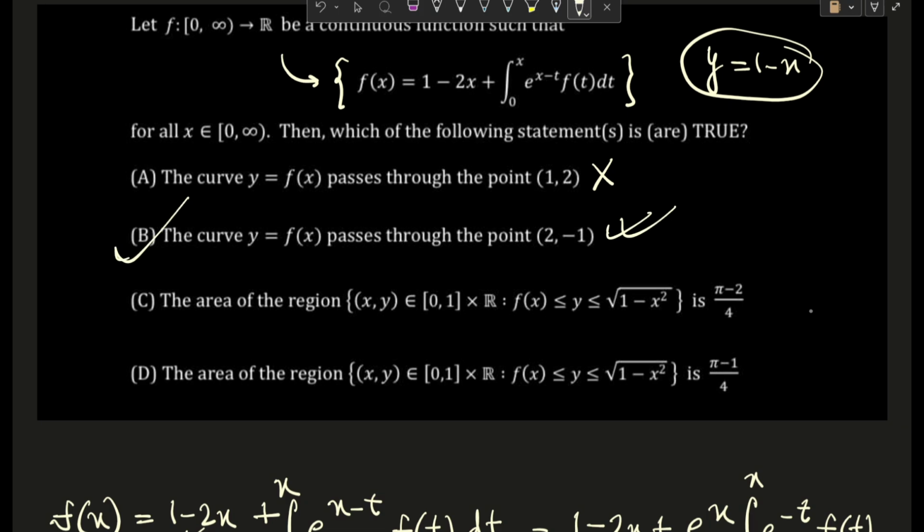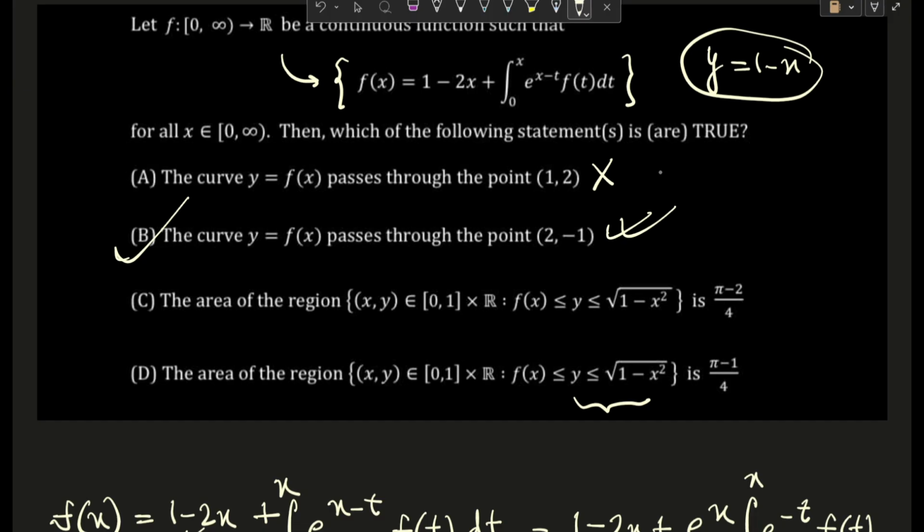And in options C and D, I guess we have to do an integration because it's the area of a region. A part of a circle is given, and this equation is a straight line. So we have to actually solve this. I guess not a very big deal. I can solve it right here, no need to change the page.